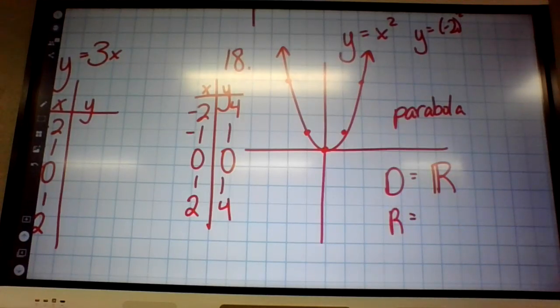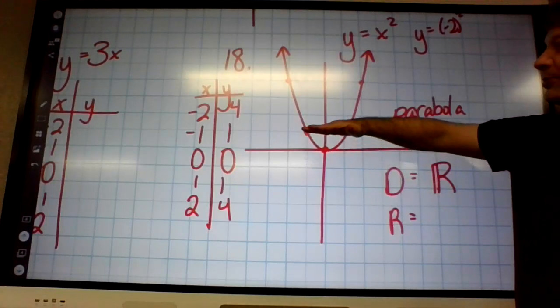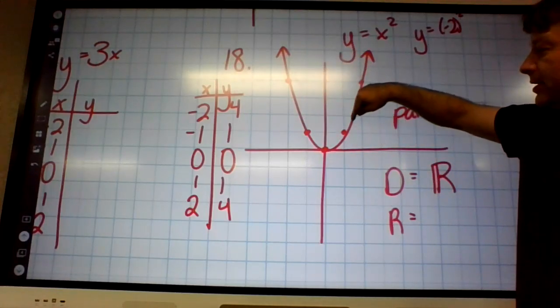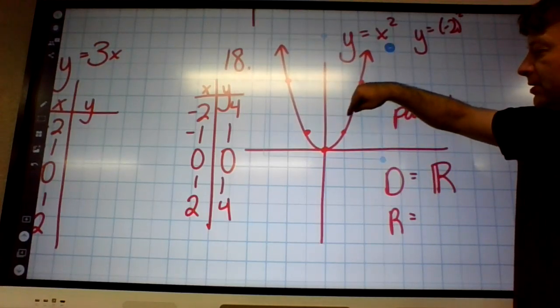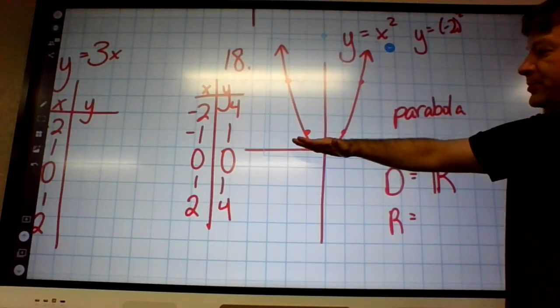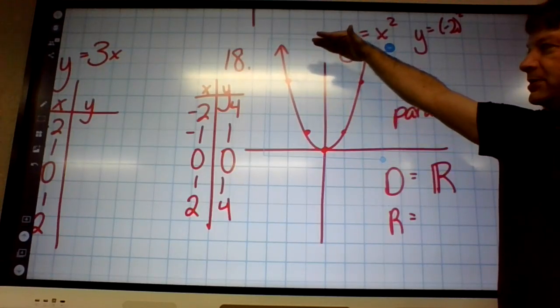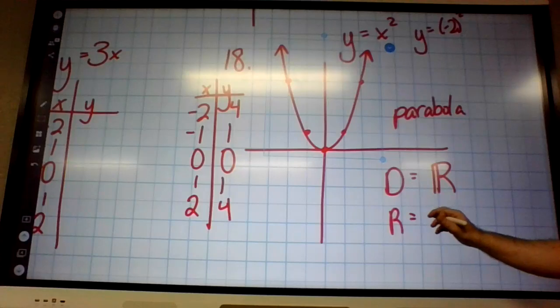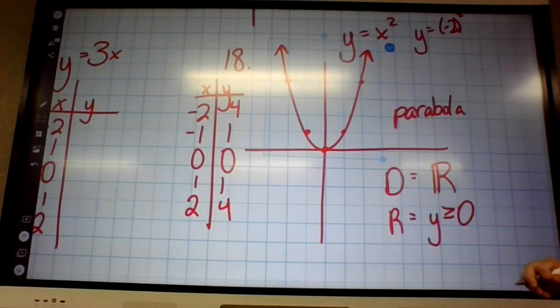And the range is the y values. What y values are we including here? Everything from 0 and up. So y values greater than or equal to 0.